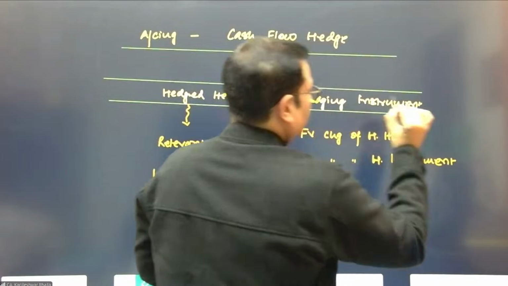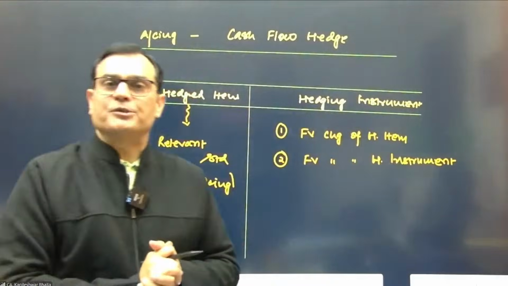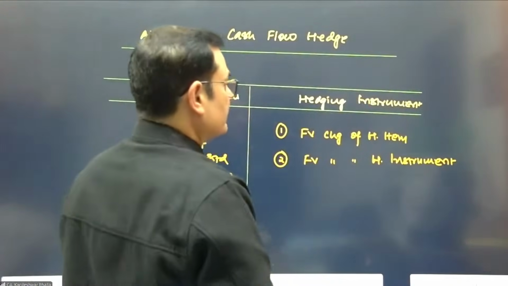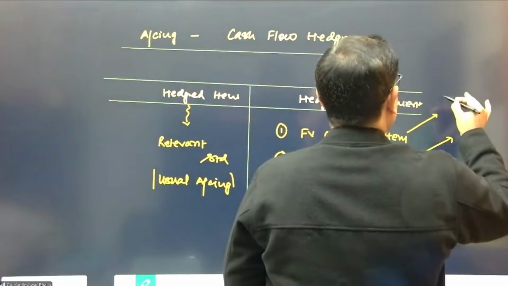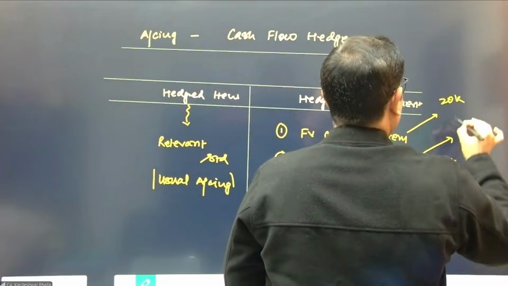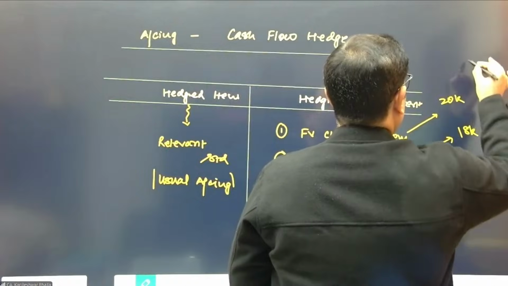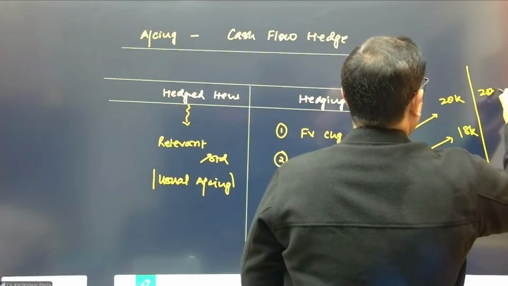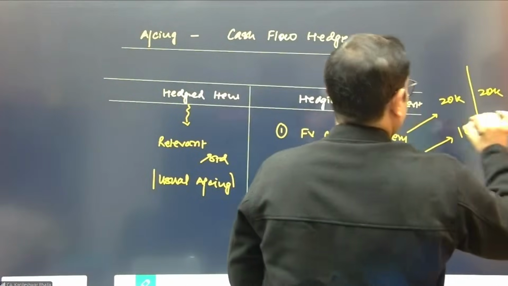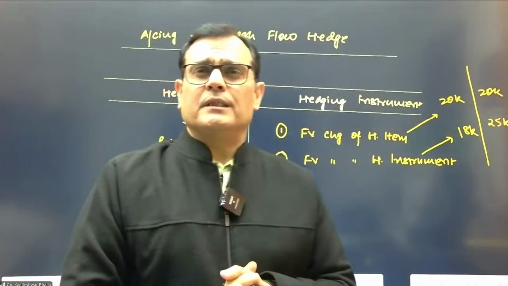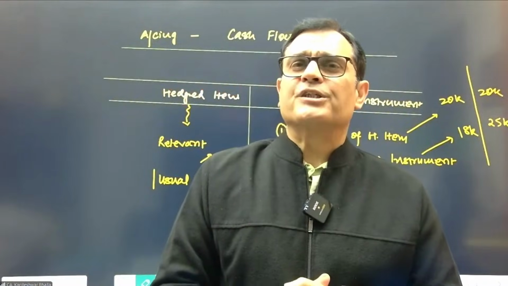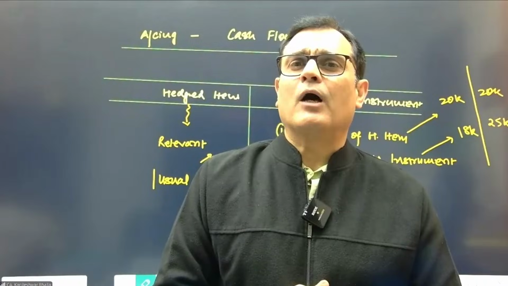Now, please hear this carefully. I'll explain in simple words to you. So let's say the fair value change of the hedged item is 20,000 and the fair value change of the instrument is 18, or let's consider this as 20 and this as 25. Now, tell me which is the umbrella. So the hedging instrument is the umbrella. Very good.